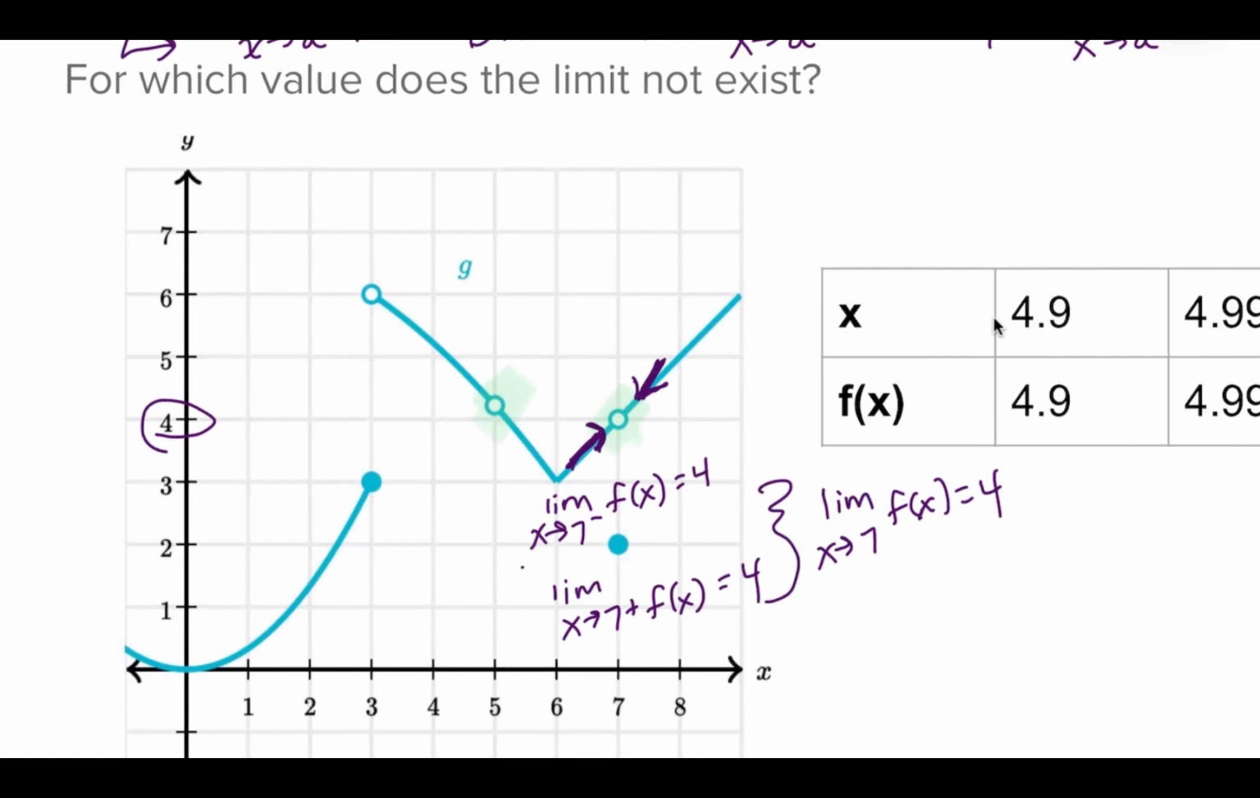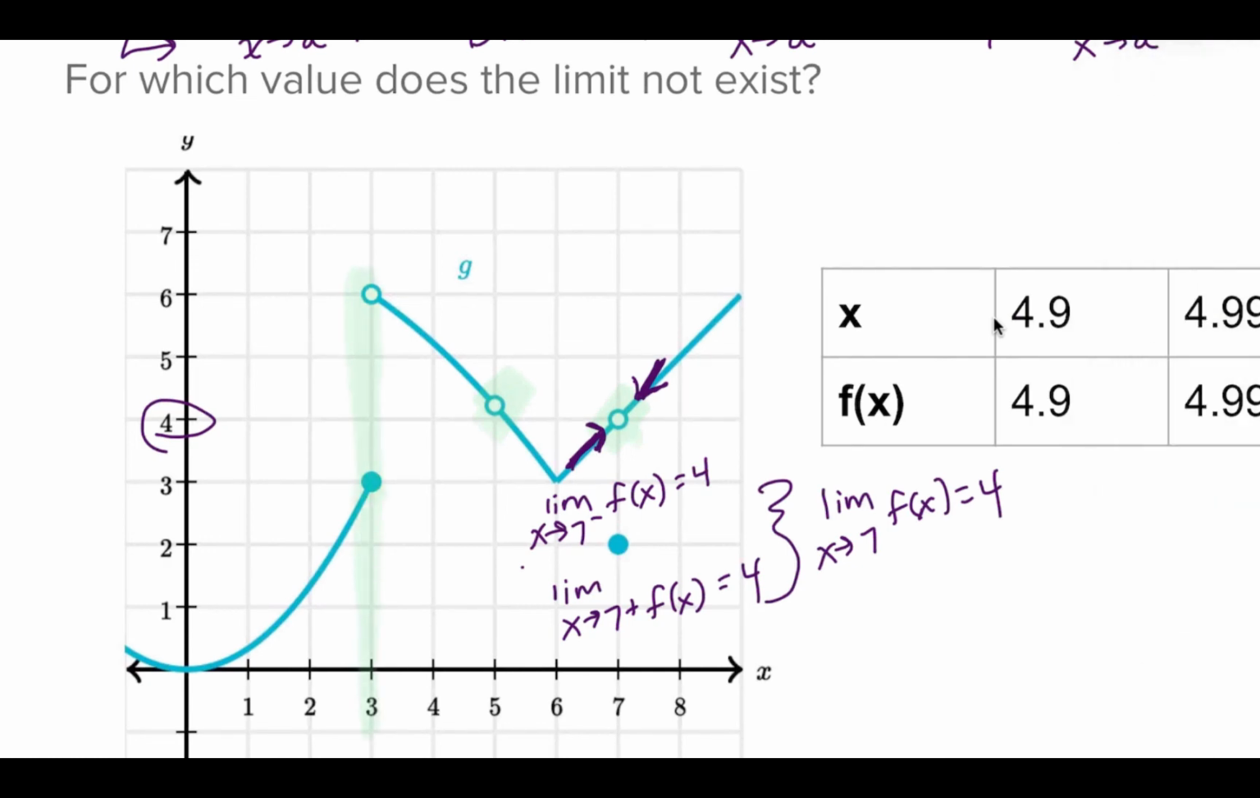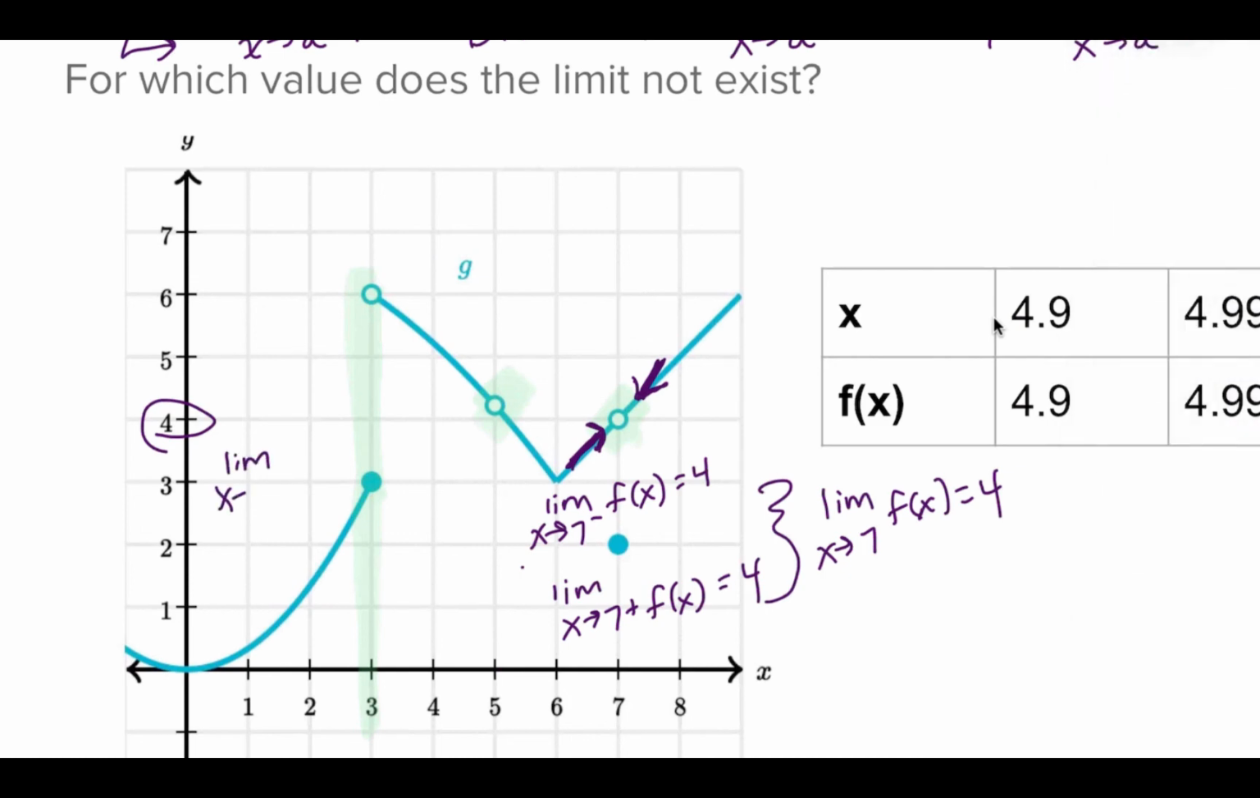Okay, so where does it not exist? There's another place where the limit looks a little weird. You're probably with me saying it looks weird right here at 3. Okay, so let's do that same process. Let's go here. The limit as x approaches 3 from the left of f of x.